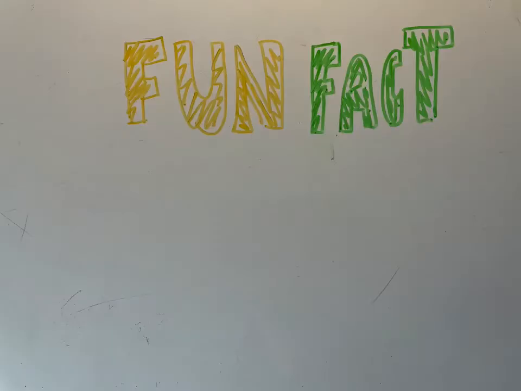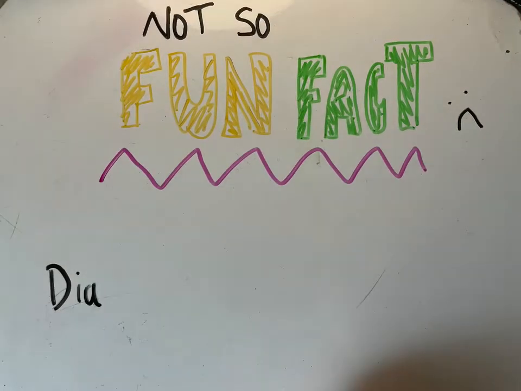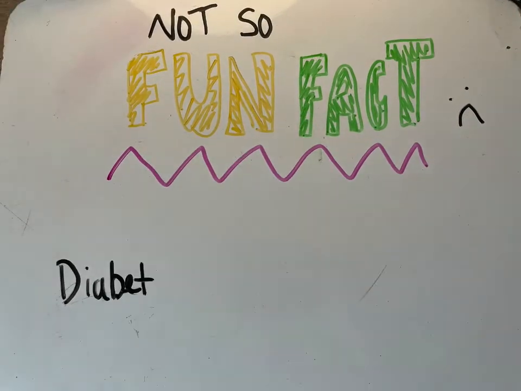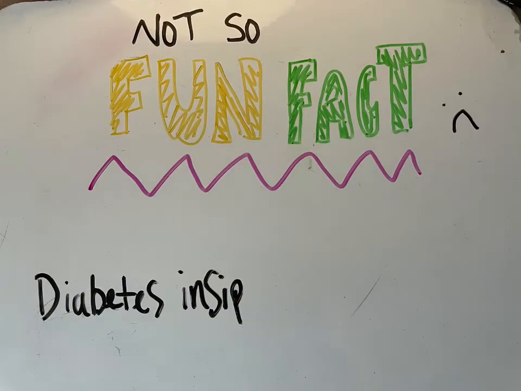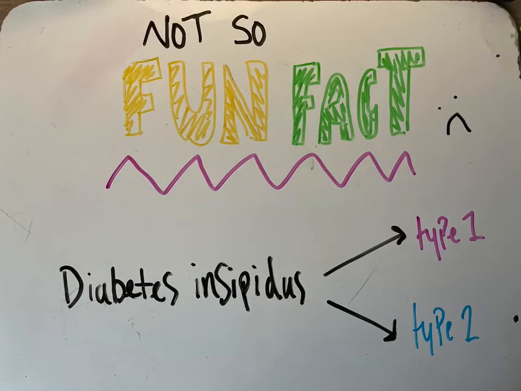Not so fun fact, people can have issues with regulation called diabetes insipidus, which is the inability to concentrate urine. There are two types, central diabetes insipidus or nephrogenic diabetes insipidus.